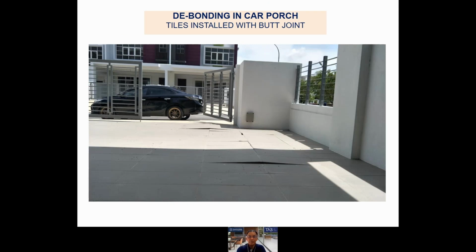Now this is a photo of a car porch, very common. I don't know whether you can see it, but the tiles are installed almost butt joint. And you notice that this car porch is exposed to sunlight. So any areas which are exposed to sunlight, the tile joints need to be even bigger than 3 millimeters.